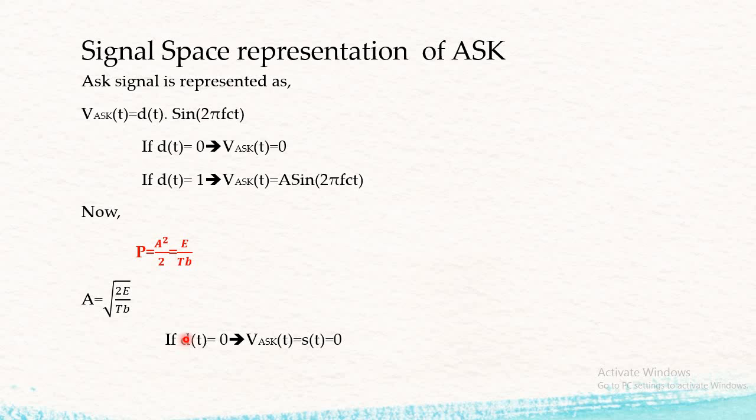Now if d(t) is equal to 0, my V_ASK is equal to S of t, which I have represented as S of t equals 0. And if d(t) is equal to 1, the amplitude of the ASK signal is S of t, where the amplitude is replaced by the square root of 2E divided by TB. So this is the notation for the amplitude which we have derived from the relation of power and energy. These two equations are very important for finding the signal space representation.